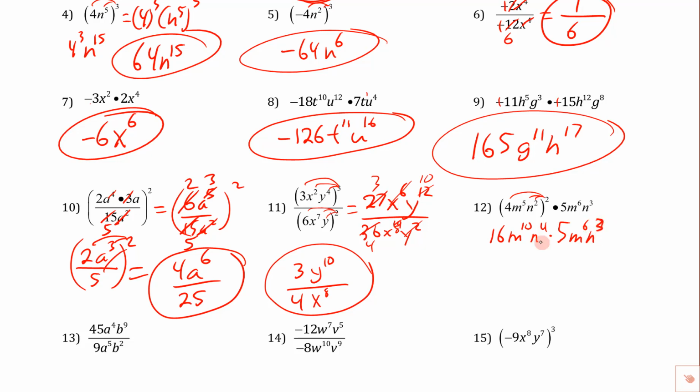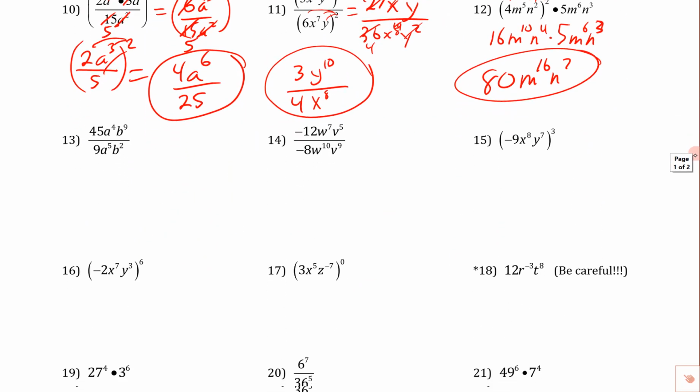Okay, so let's see what we've got here. We can multiply these numbers together. 16 times 5 is 80. Double check me on your calculator if you'd like. M to the 10th times m to the 6th. Add the exponents, or you can just think I've got 10 of them here and 6 of them here. So that's going to be 16 of them all together. 4 of them here, 3 of them there, so that's going to be 7 of them all together.